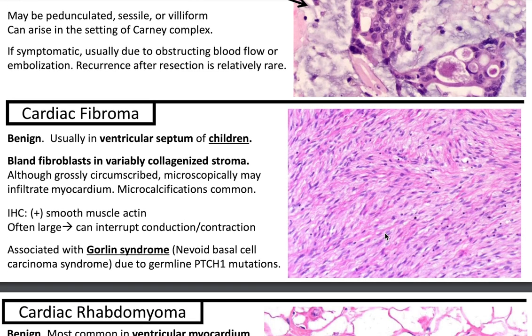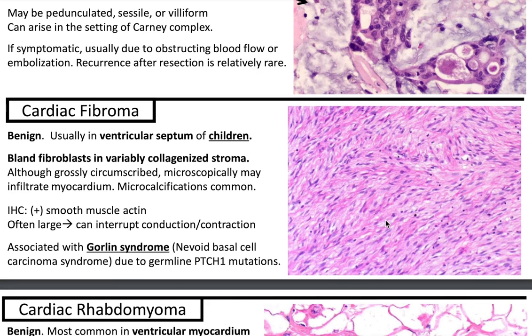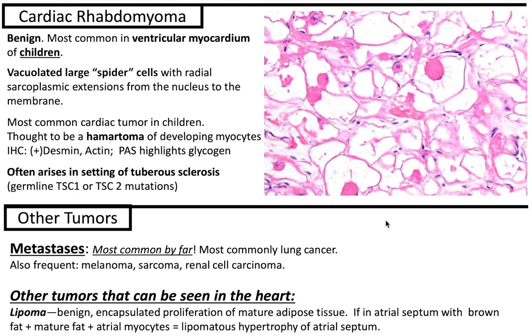Cardiac fibroma, these are benign, usually in ventricular septum of children. You have bland fibroblasts and variably collagenized stroma and associated with Gorlin syndrome. Cardiac rhabdomyoma, this is benign, most common in ventricular myocardium of children. You have vacuolated large spider cells with radial sarcoplasmic extensions from the nucleus to the membrane. It's thought to be a hamartoma, often arises in the setting of tuberous sclerosis.